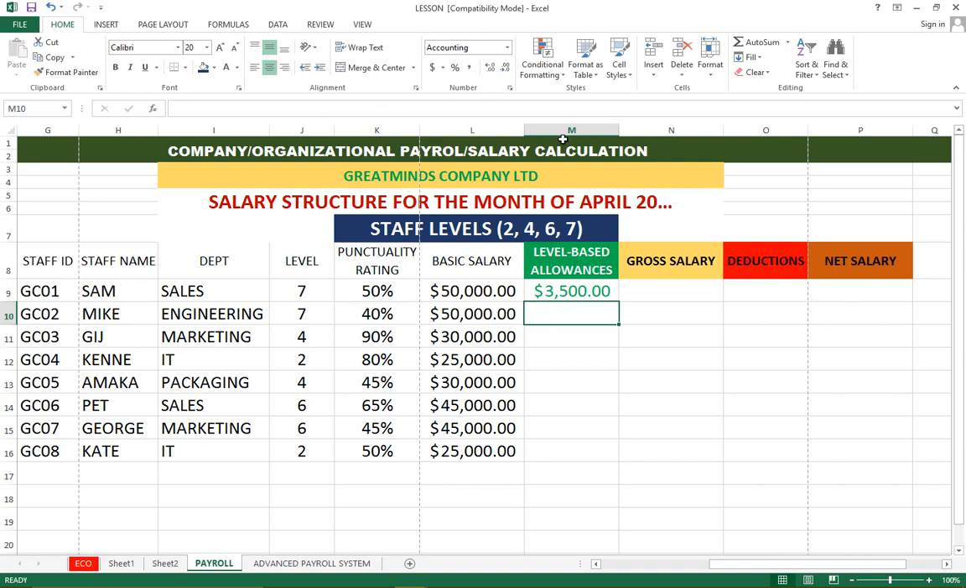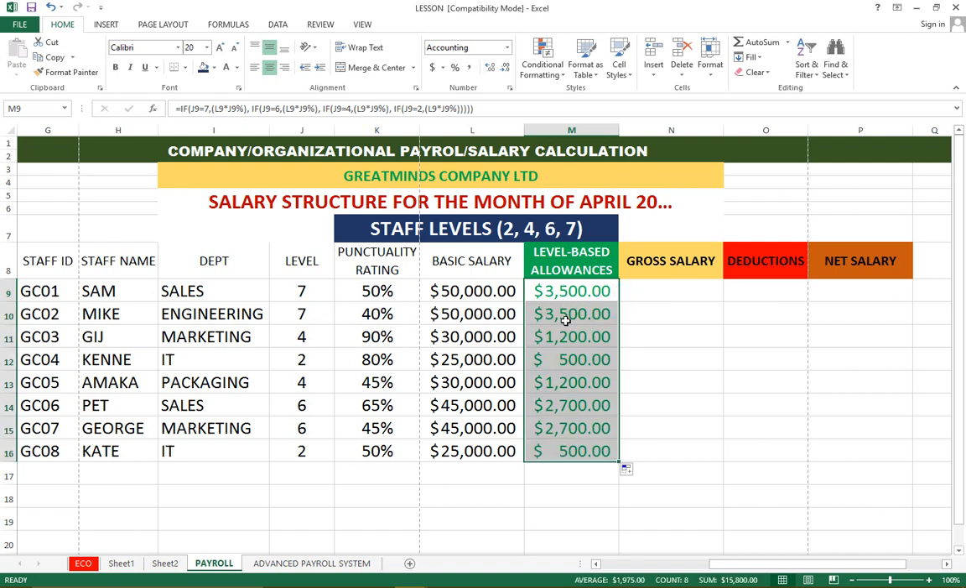So you see, 7% of 50,000 is 3,500. That is just it. 7% of 50,000, because this Sam is on level 7 and he's getting 7% of his basic salary as the allowance. That's why it's called level-based allowances. To get the allowances for the rest of the staff members, we've already gotten for Sam, so you can come down here and drag it down, or double click to get for the rest of the staff members. You can see how pivotal the level has been in the calculation of the allowances.